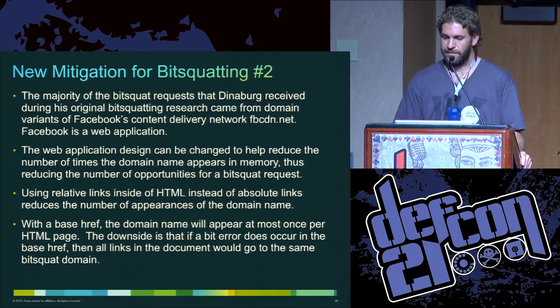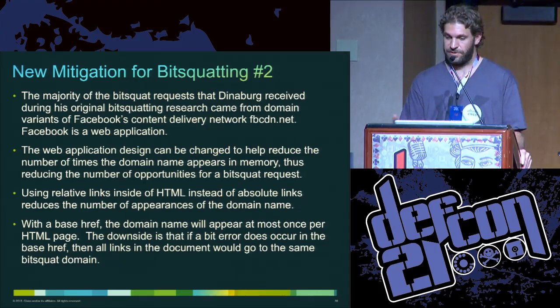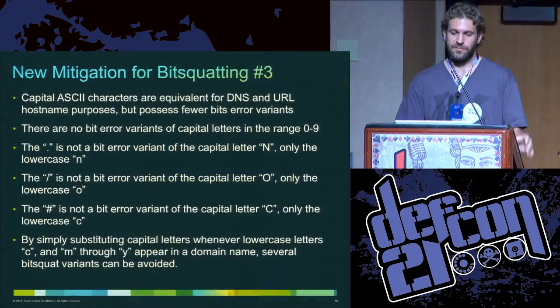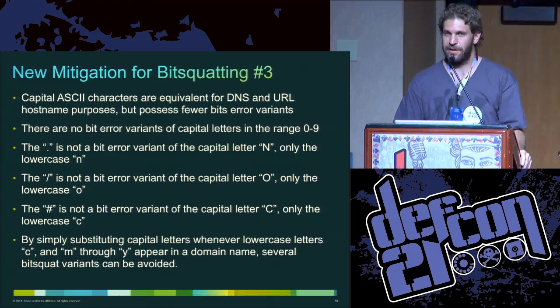I also noticed that a lot of these bitsquatting problems happen as a result of URLs in web applications. So limiting the number of times that the URL actually appears can help you. Instead of using absolute links, if you use relative links, then you're not putting the domain name in the link. Web pages are stored in memory basically the exact same way that they're written originally, so that can help you. Also, capital letters don't have the same equivalent bitsquats as lowercase, so using capital letters in some cases can help you avoid certain bitsquats.